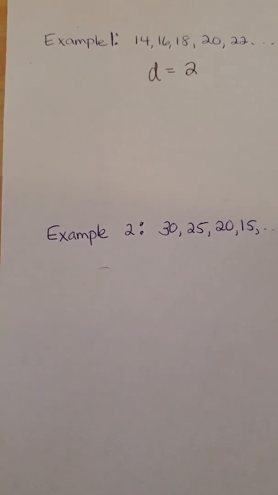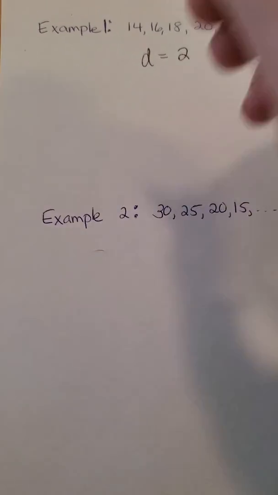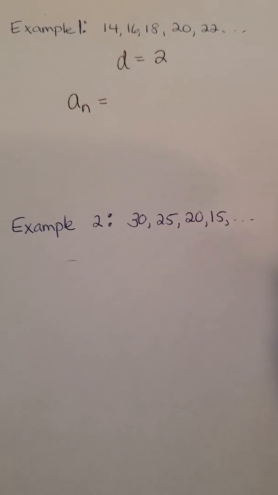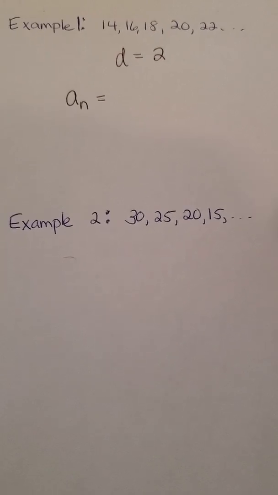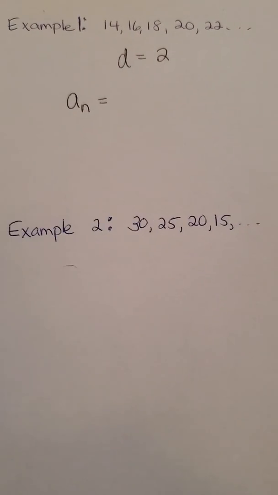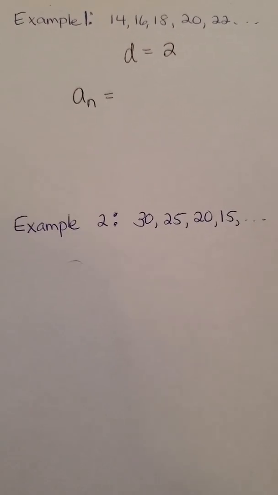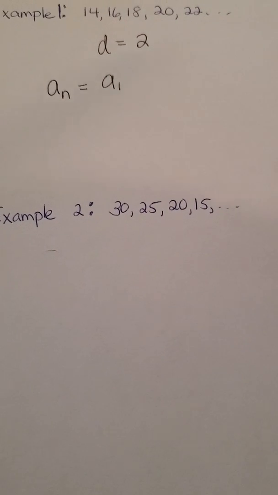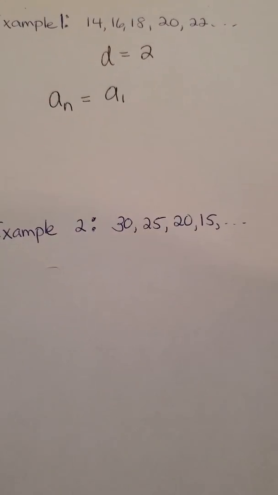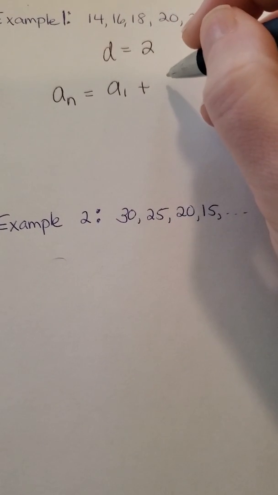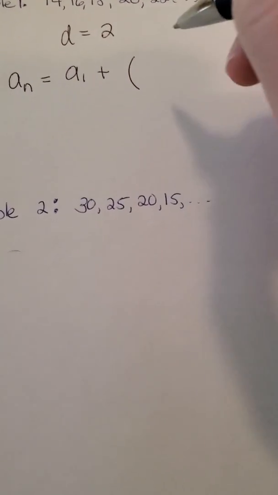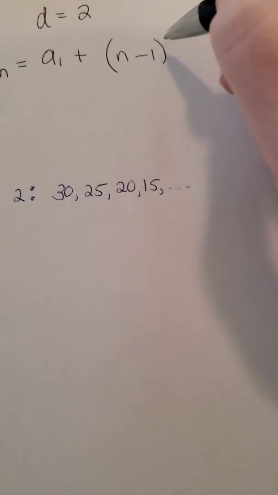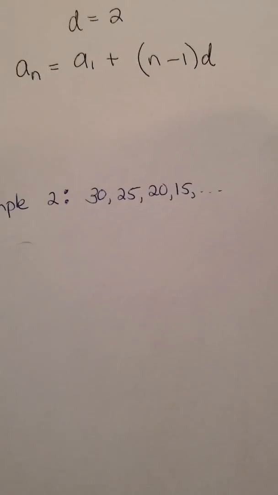Our first thing is to write a sub n, whatever term we're looking for. That's our generic nth term, and it is going to equal our first term, which is 14. I'm going to write a sub 1 first and write the generic formula for us. So our first term plus whatever term number we're on, n, minus 1, times the common difference.